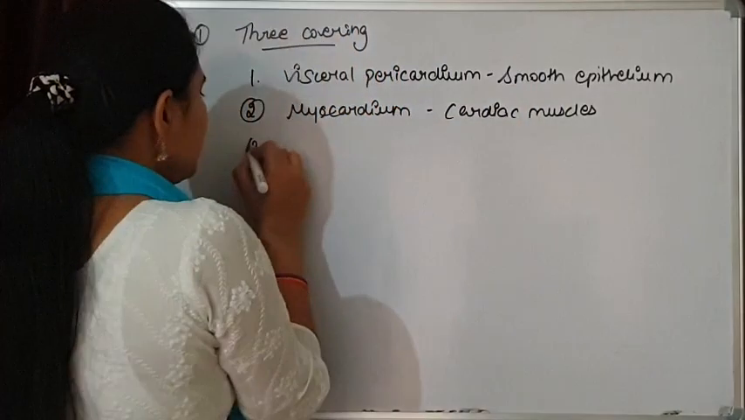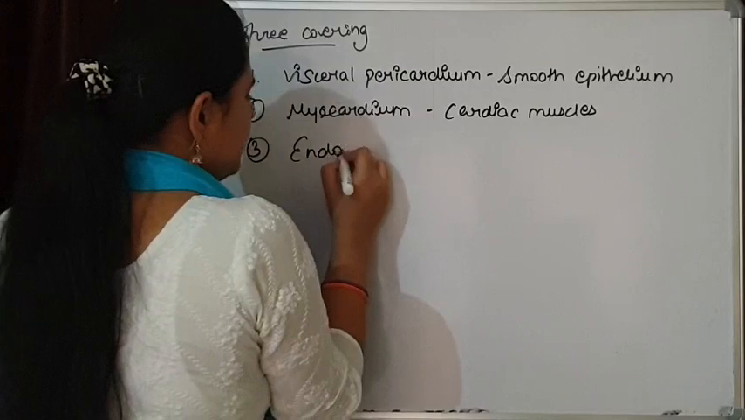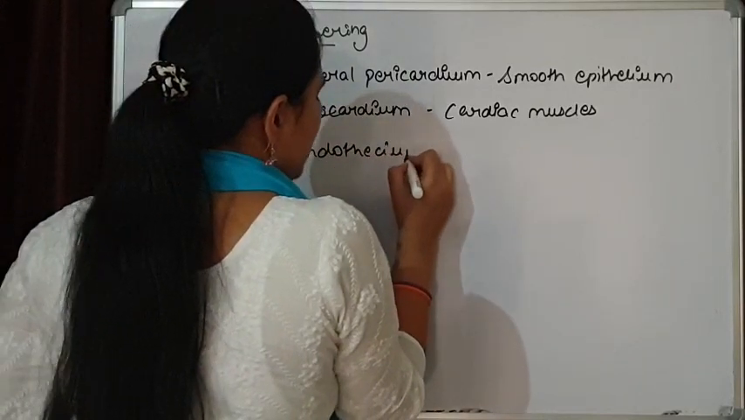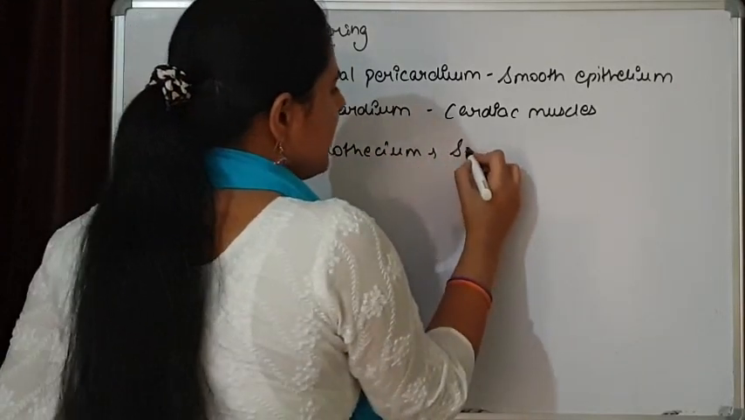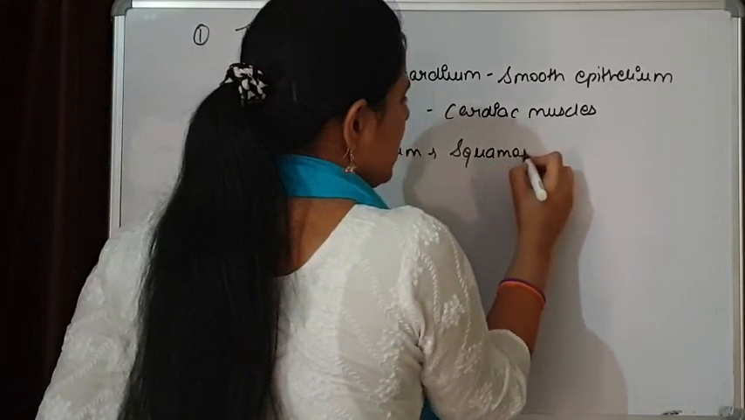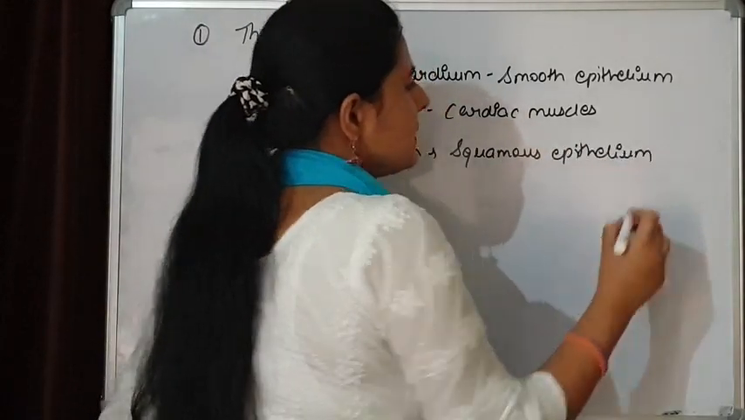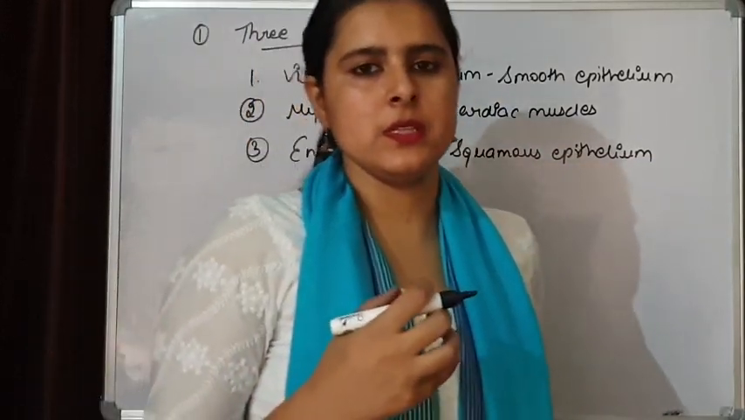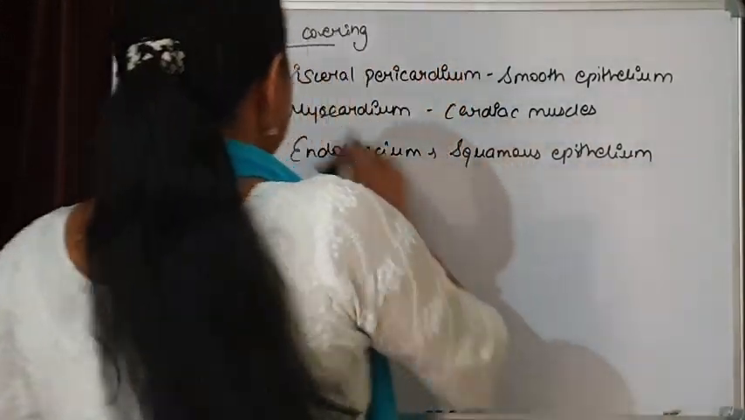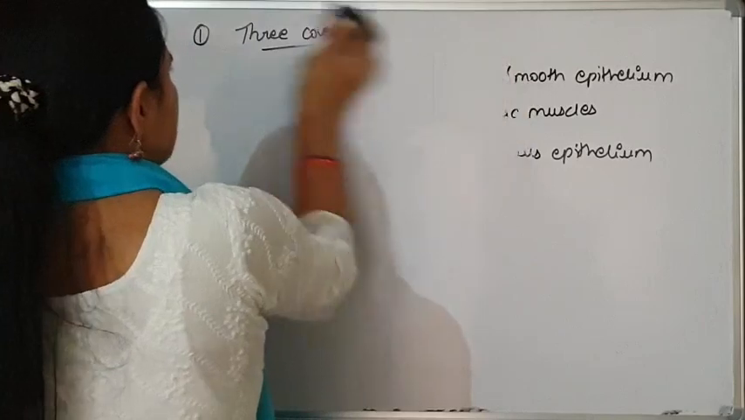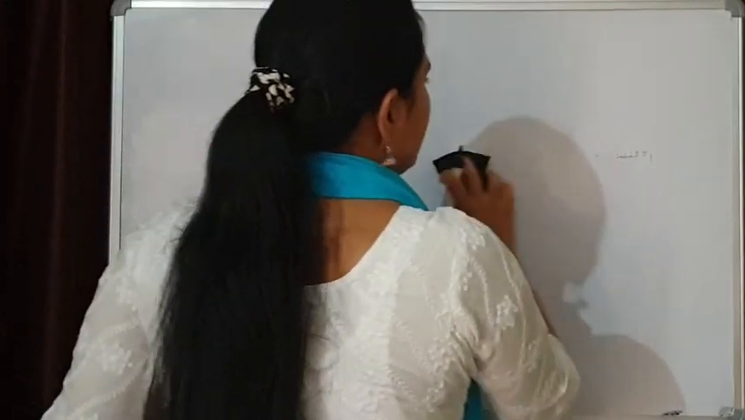And the last, the inner one is endocardium. This endocardium is made up of squamous epithelial cells. So these are the three layers that are present in the heart. Now let's talk about the internal structures that are present.